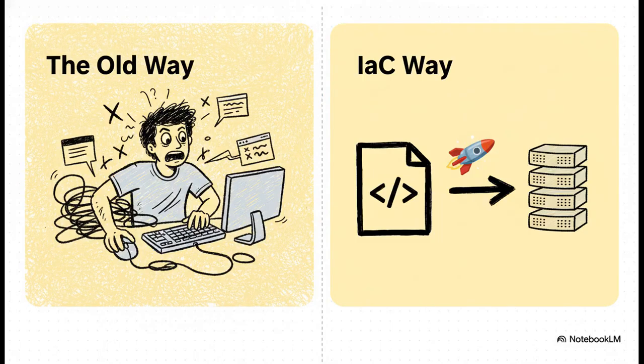So it really is a tale of two different worlds. In one corner, you've got the old way of doing things, clicking around in web consoles, typing commands by hand, and just hoping you don't make a typo. It's slow, it's inconsistent, and honestly, it's just asking for trouble. But on the other side, you have the infrastructure as code way, or IaC. And that world is all about automation, speed, and rock-solid consistency.